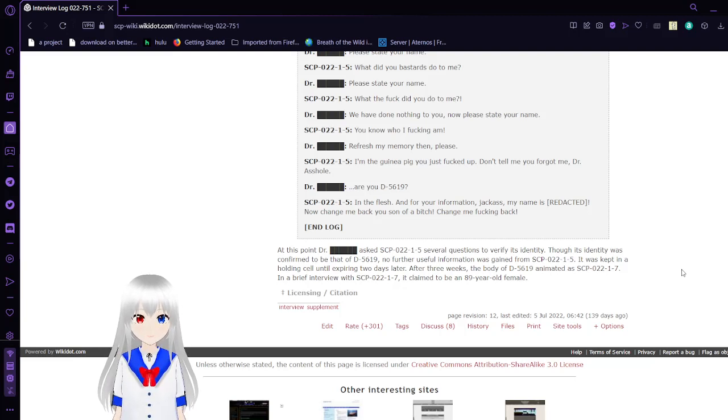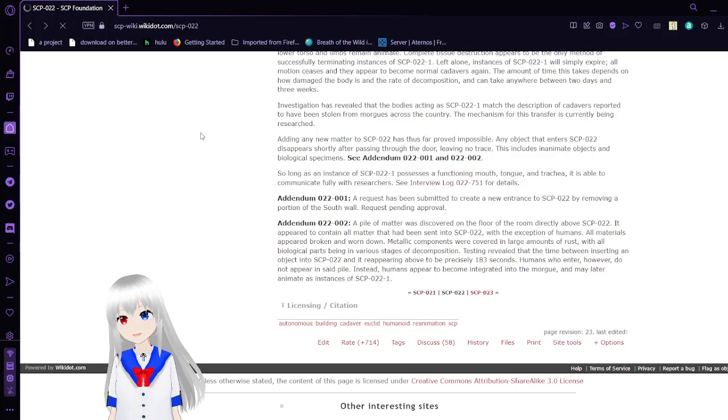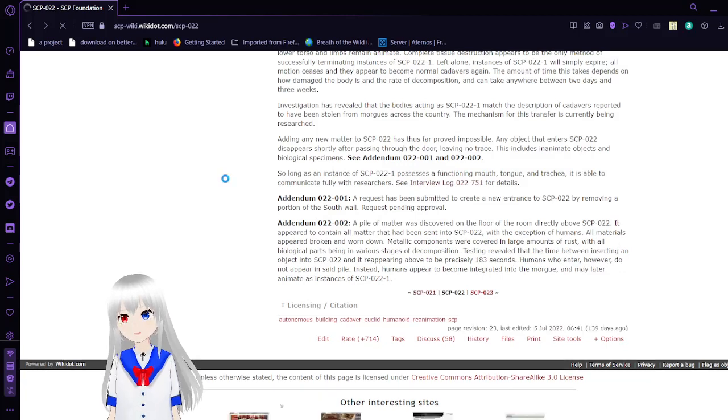After 3 weeks, the body of D-5619 animated as SCP-2217. In a brief interview with SCP-2217, it claimed to be an 89-year-old female. So SCP-22 is a morgue that somehow creates a form of zombie.